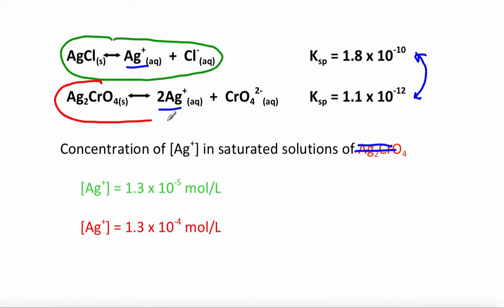And then for our indicator, this is where we see a secondary precipitation because you first have to remove all of the chloride. And then once you've removed all the chloride, then you can start to have a reaction with chromate with any additional silver ions that you add from your burette.